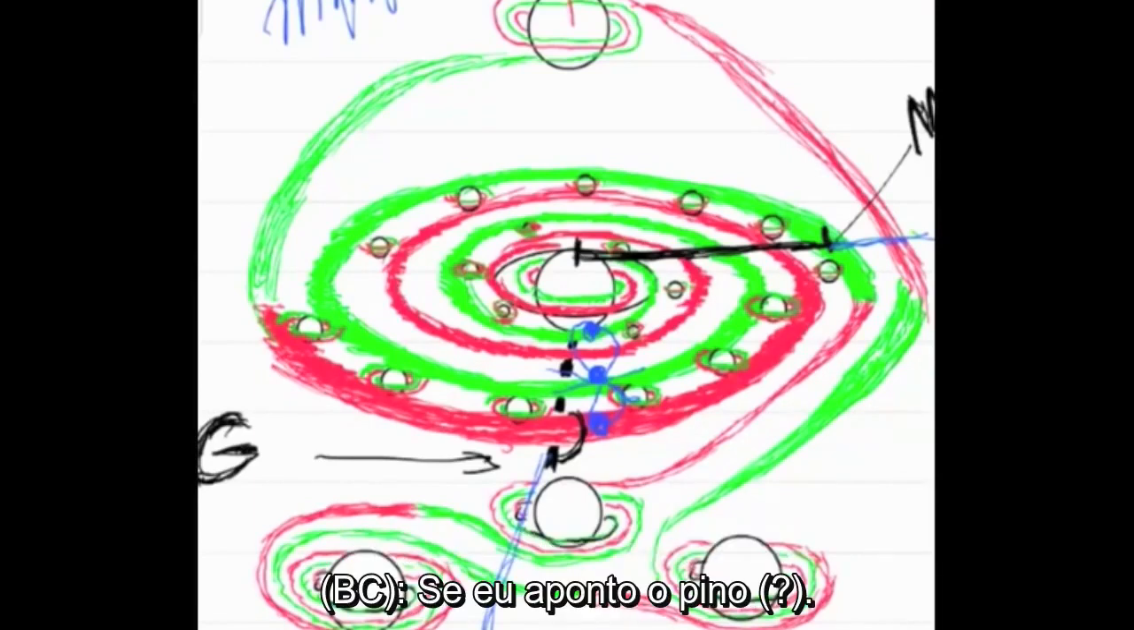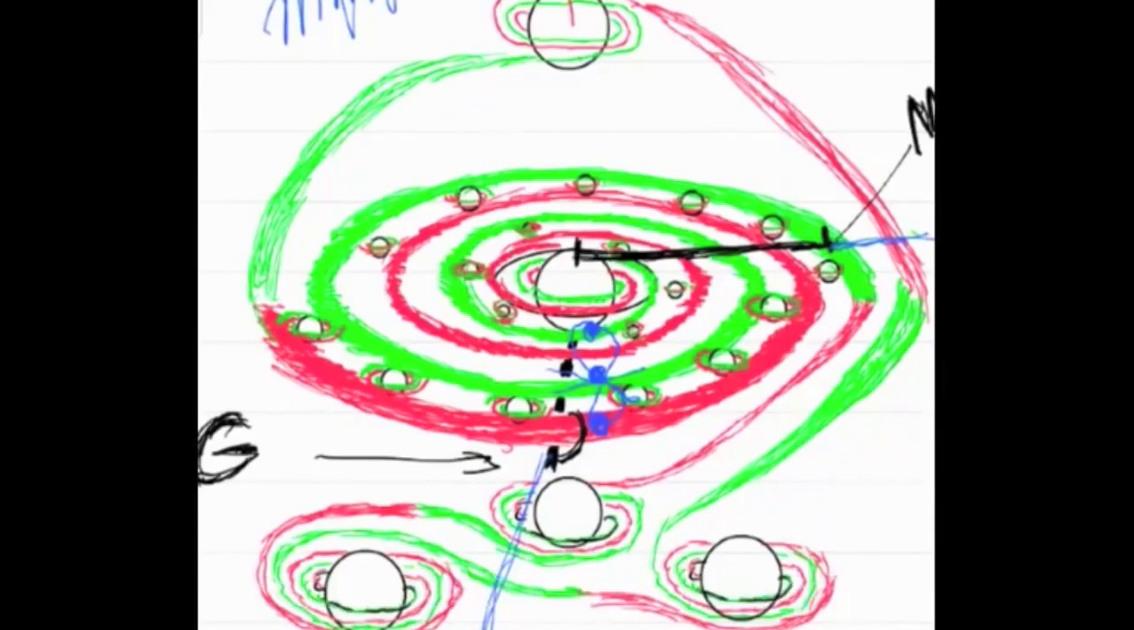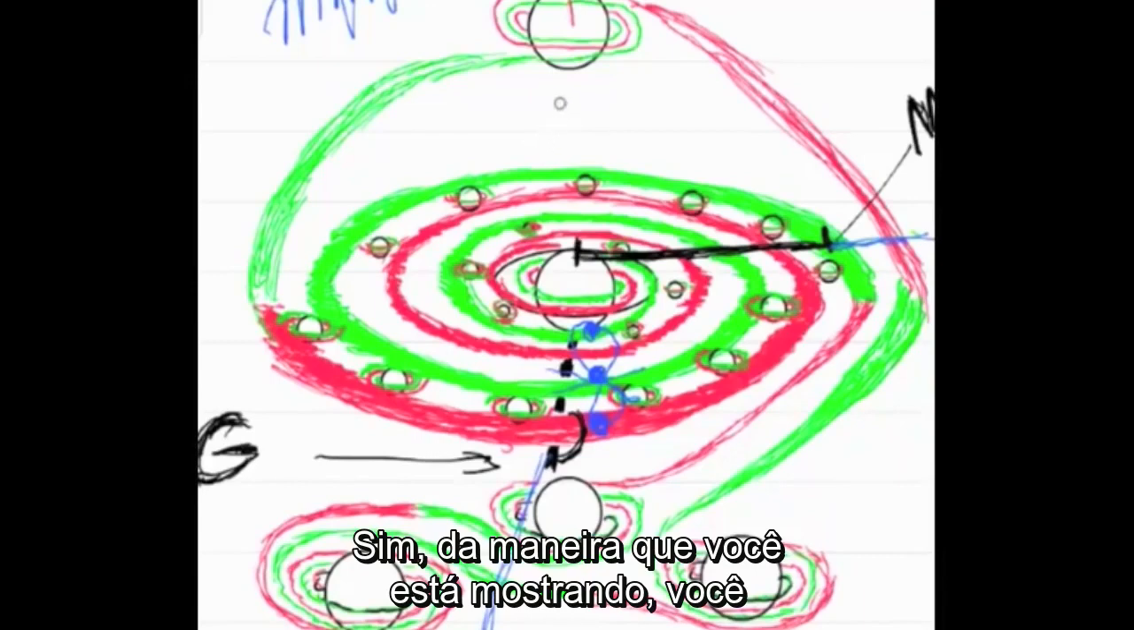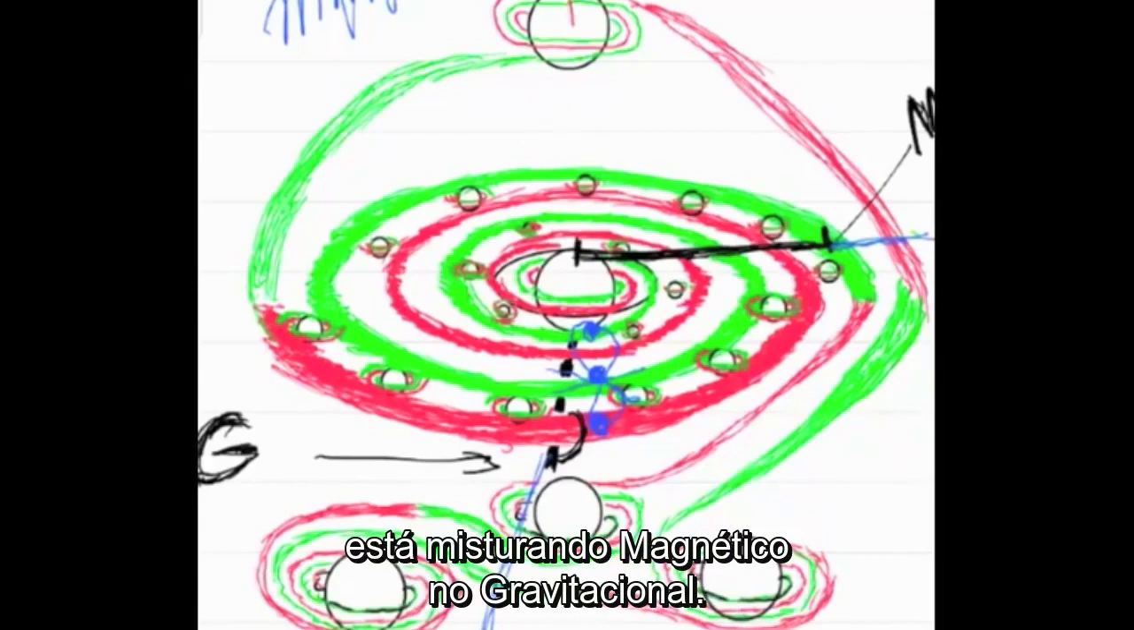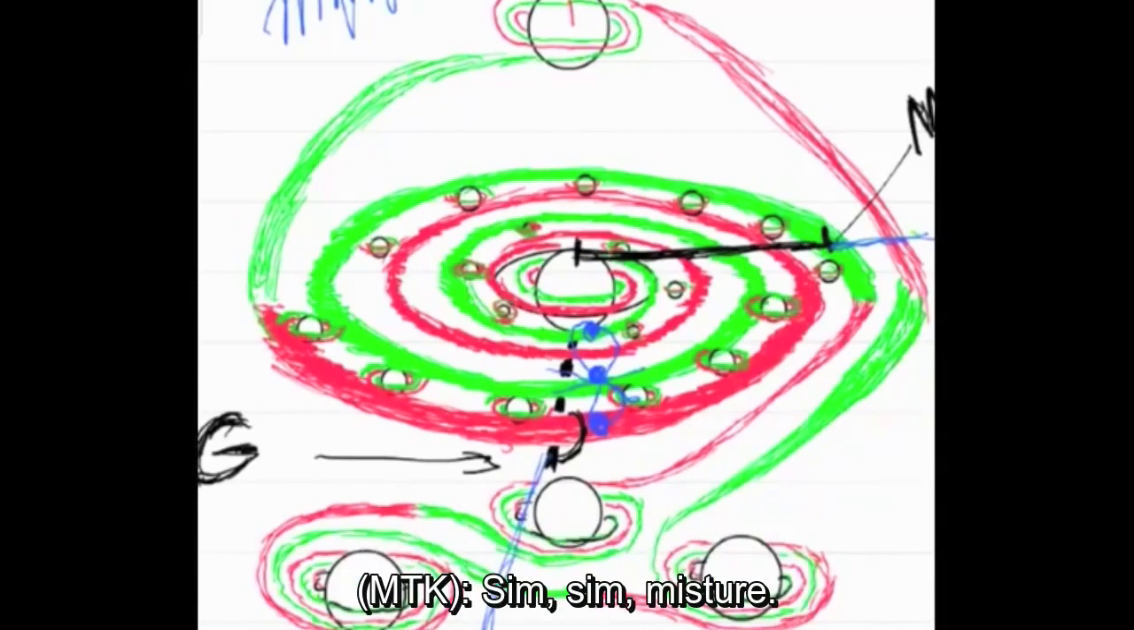You understand? If I point the pin. Yeah. So I point the pin, then it goes. It will not change the... Doesn't matter. No. Or pin another one as well. Yeah. So the way you're showing it, you're mixing magnetical into gravitational. So how can I do it to not mix it? Conversion. Yeah. Mix it.